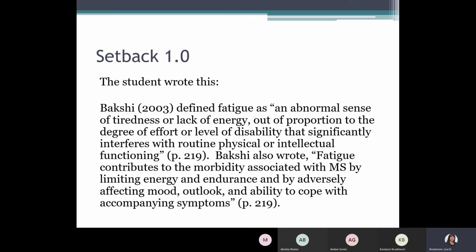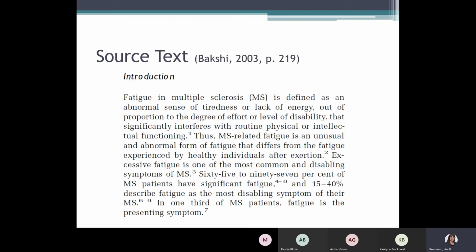So the student wrote, Bakshi defined fatigue as an abnormal sense of tiredness or lack of energy out of proportion to the degree of effort or level of disability that significantly interferes with routine physical or intellectual functioning. Okay, so that was a quotation from page 219 of Bakshi's article. Bakshi also wrote, fatigue contributes to the morbidity associated with MS, which is multiple sclerosis, by limiting energy and endurance, and by adversely affecting mood, outlook, and ability to cope with accompanying symptoms. Also quoted from page 19. Okay, so keep this in mind as we go to the next slide.